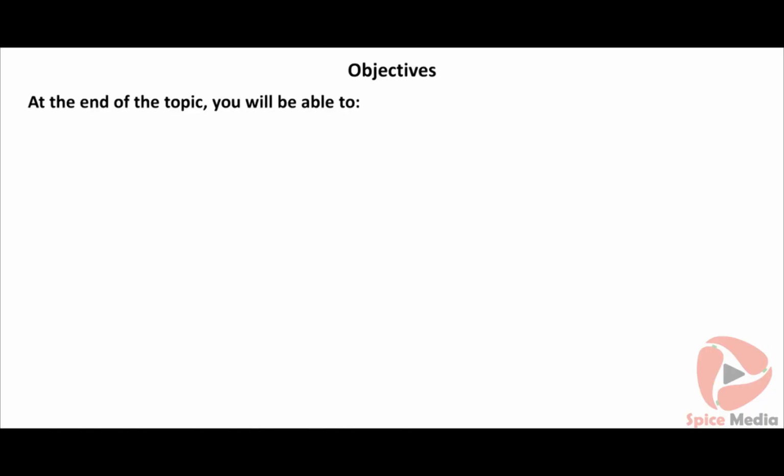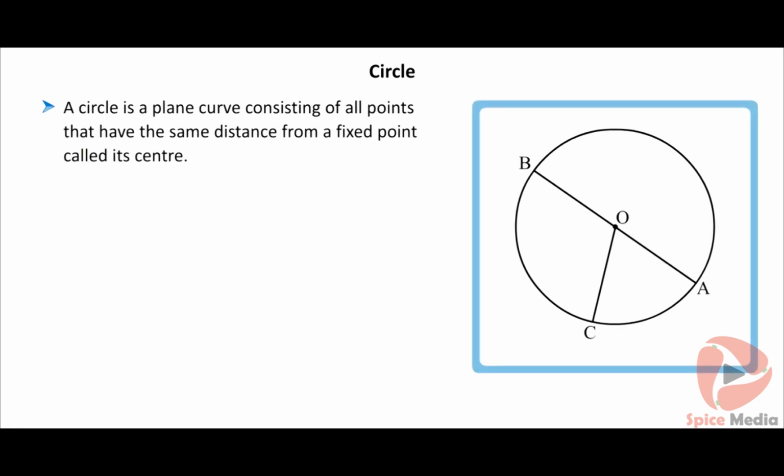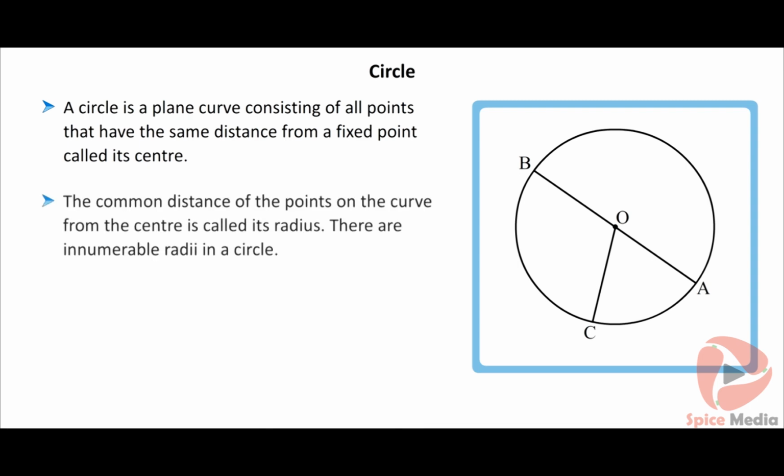At the end of the topic, you will be able to know about a circle and its parts, state and prove theorems on circles. A circle is a plane curve consisting of all points that have the same distance from a fixed point, called its center. The common distance of the points on the curve from the center is called its radius. There are innumerable radii in a circle.